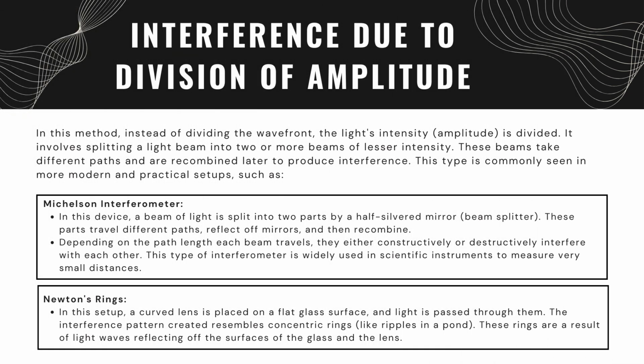Interference due to division of amplitude. In this method, instead of dividing the wave front, the light's intensity, its amplitude, is divided. It involves splitting a light beam into two or more beams of lesser intensity. These beams take different paths and are recombined later to produce interference. This type is commonly seen in more modern and practical setups such as the Michelson interferometer and Newton's rings.